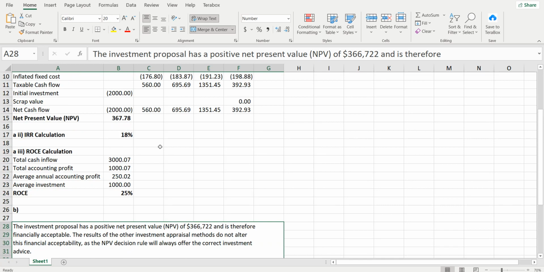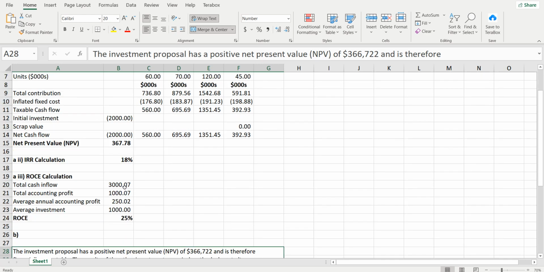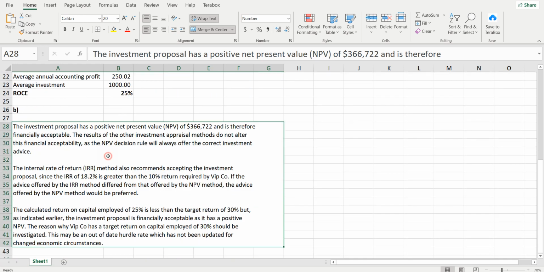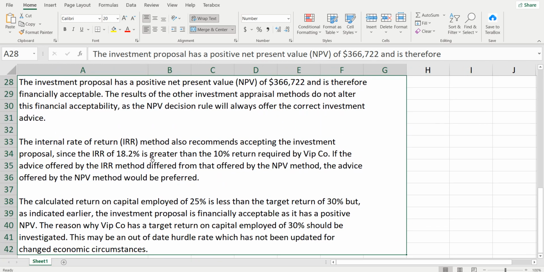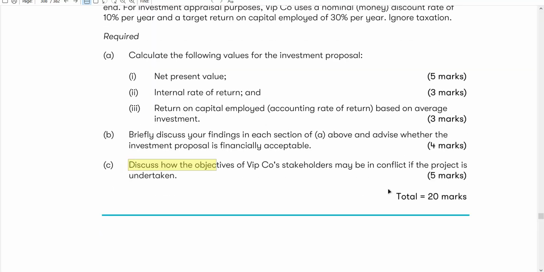You can just say that net present value is positive, so the project should be taken. You have to elaborate, so just pause the video and read it. And this is the answer, and understand it, and then you have to write it in your own way. So there is a lot of details in here. And for section C, this is 5 mark question.